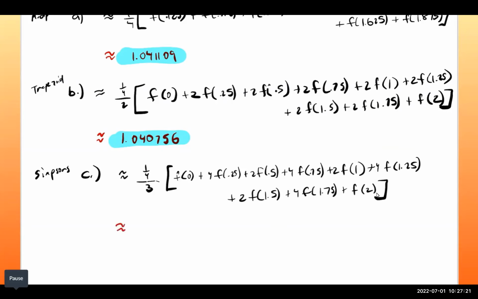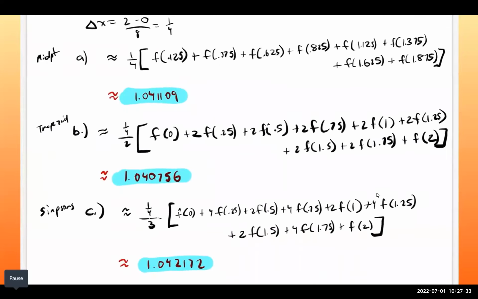All right, and now using our calculators, we should get 1.042172 if you round to 6 decimal places. And that is how you approximate using those 3 different rules.